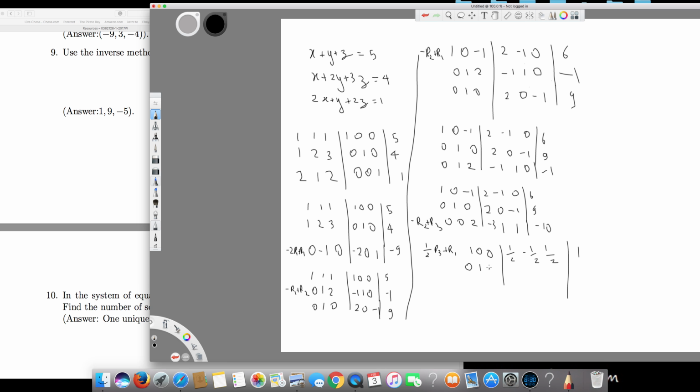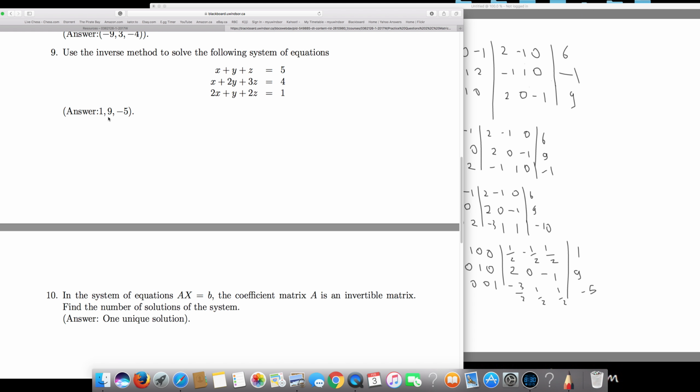Let's do the second one. Second one is already in Gauss Jordan pattern, 2 0 minus 1 9, and the third one 0 0 2. So simply I can divide it by 2 to make it into Gauss Jordan pattern. So if I divide that, it's going to be 0, 0, 1, minus 3 by 2, 1 over 2, 1 over 2, minus 5. Let's check our answer here. 1, 9, minus 5. We got the answer.